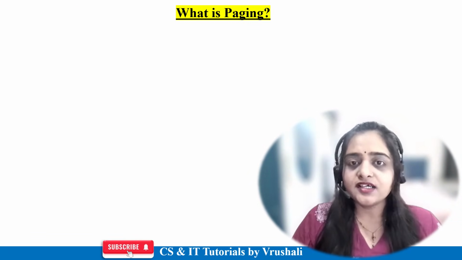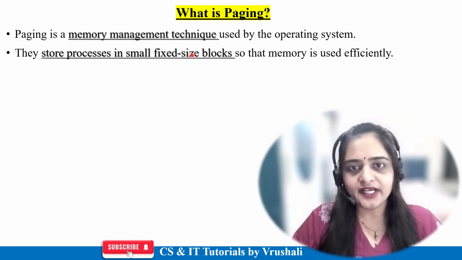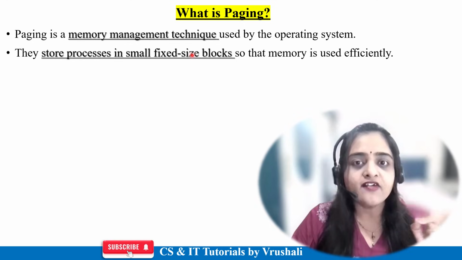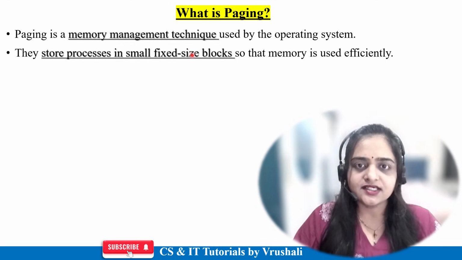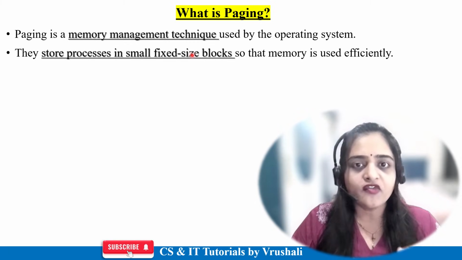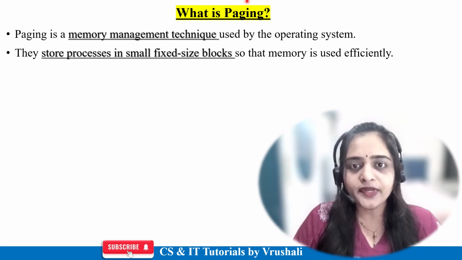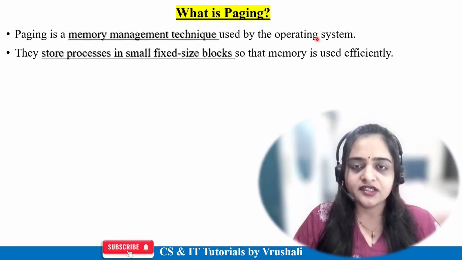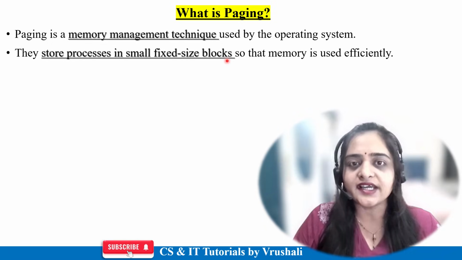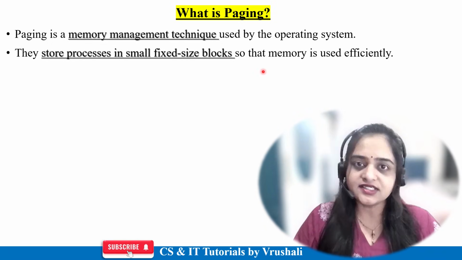The first question is, what exactly is paging? As we discussed earlier, in an operating system there are multiple processes. Every process requires memory for execution. Like in your mobile, there are multiple applications, and every app requires memory for storing as well as execution. So paging is one of the memory management techniques used by the operating system. Paging divides your complete memory into small fixed size blocks. That's why it removes external fragmentation in the system.